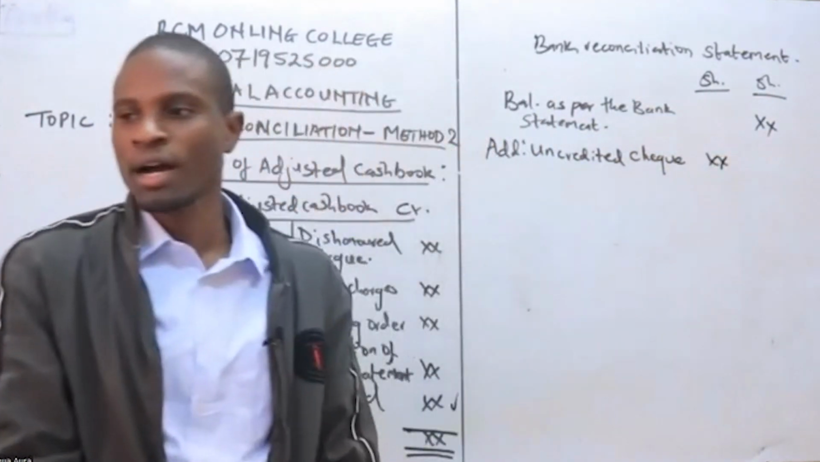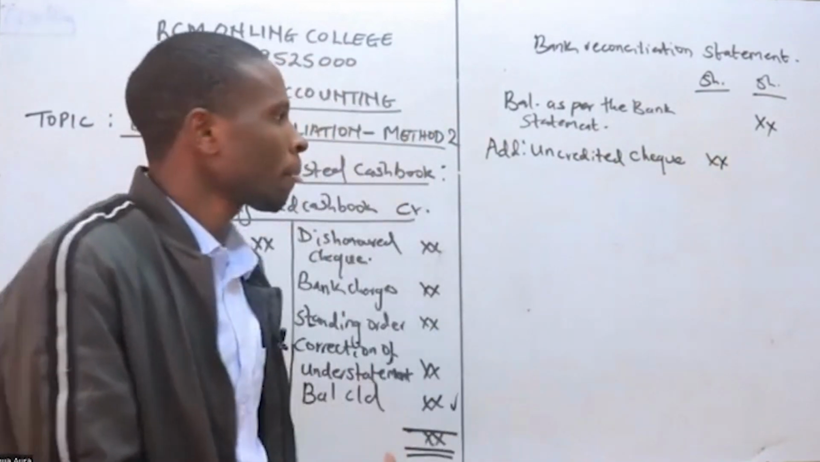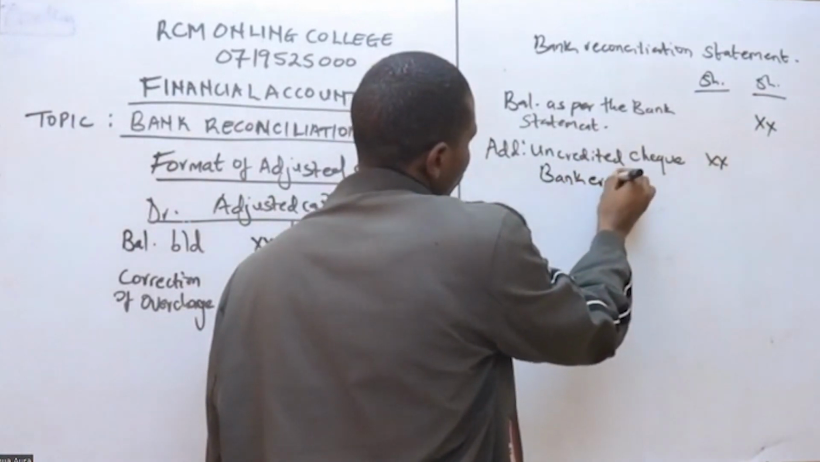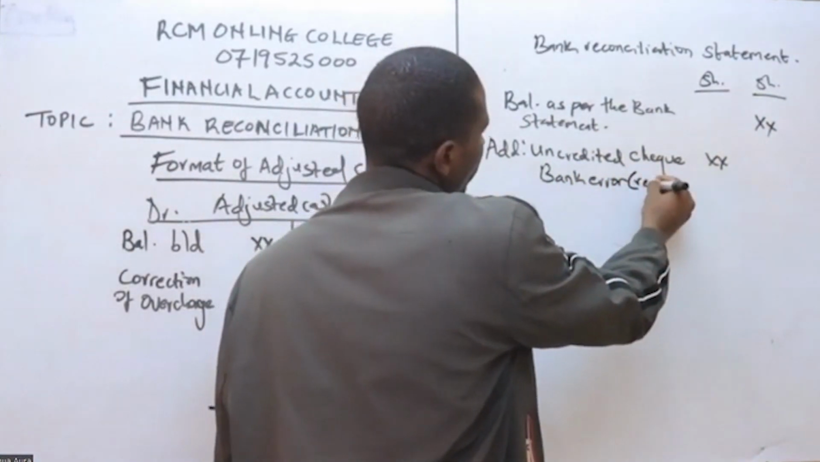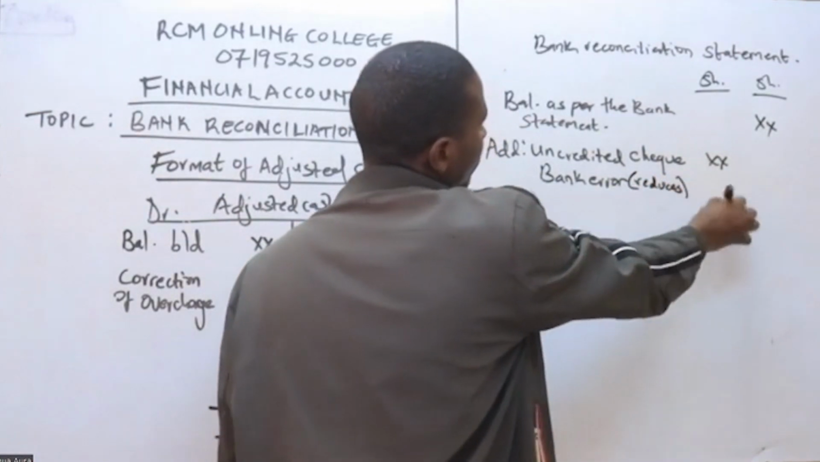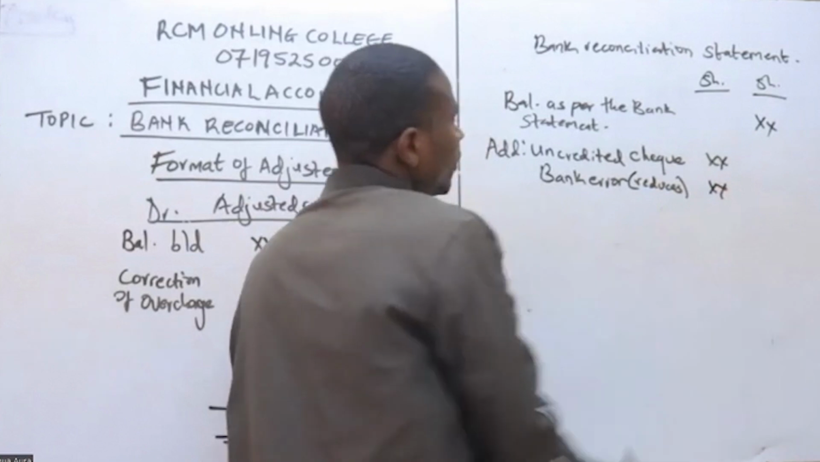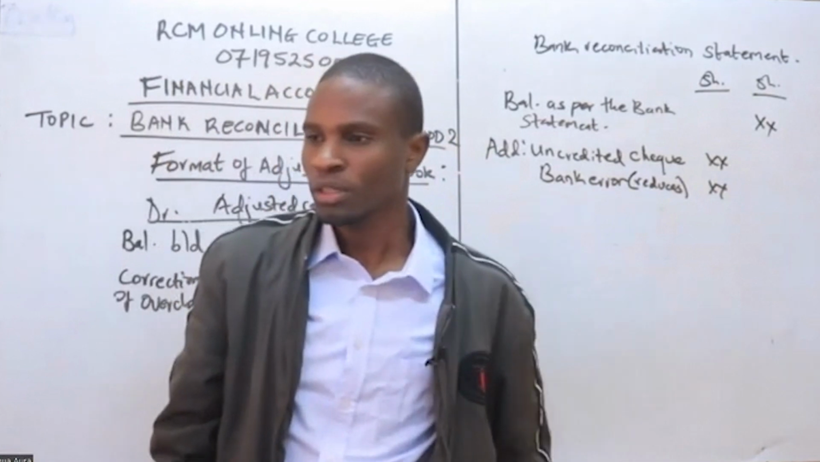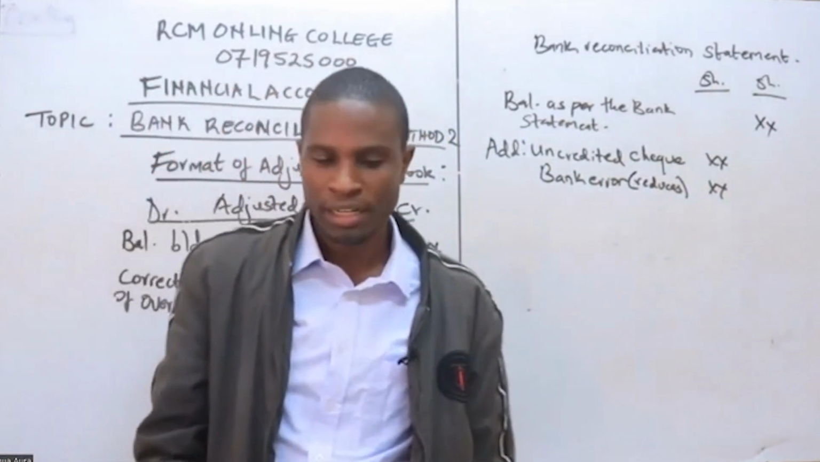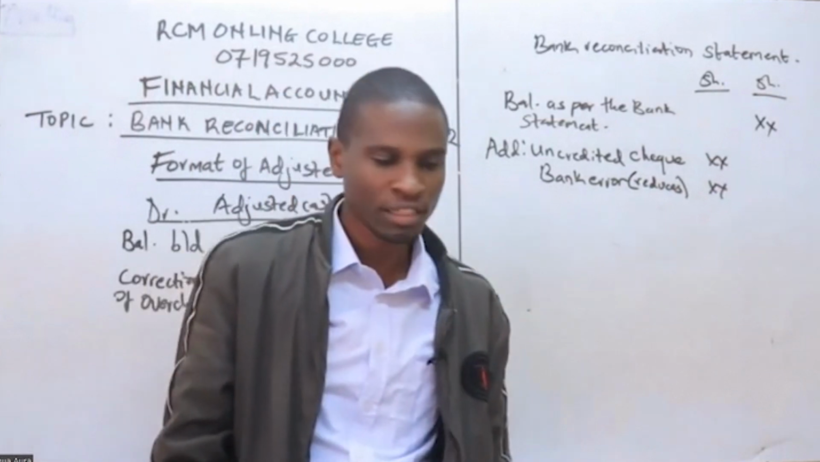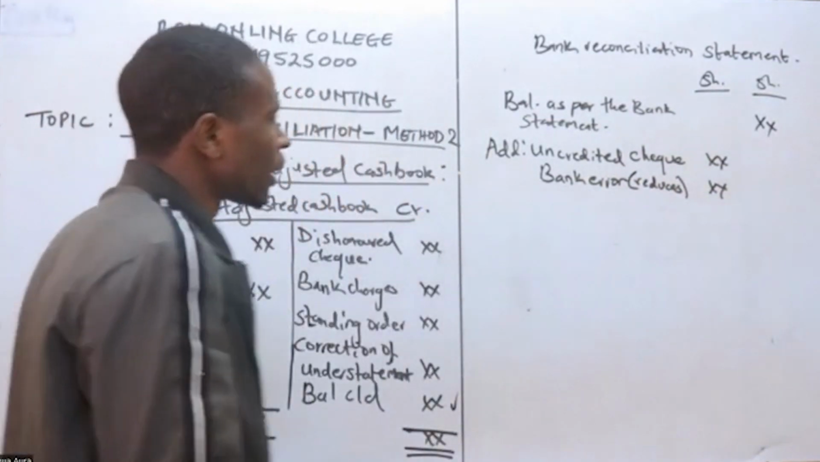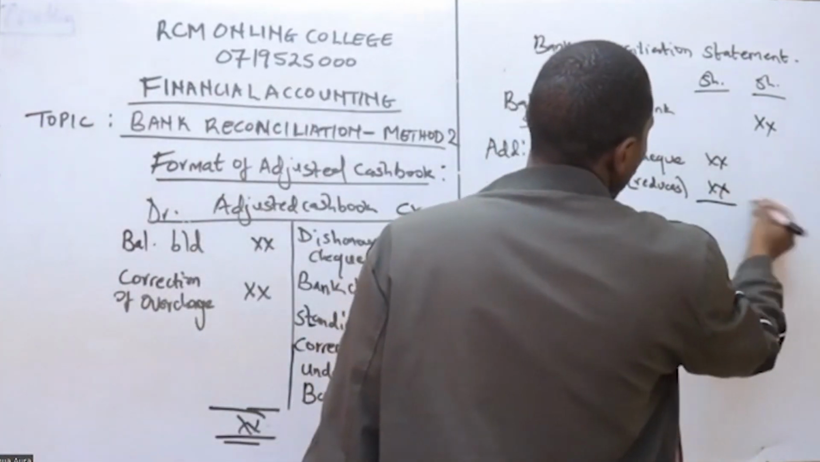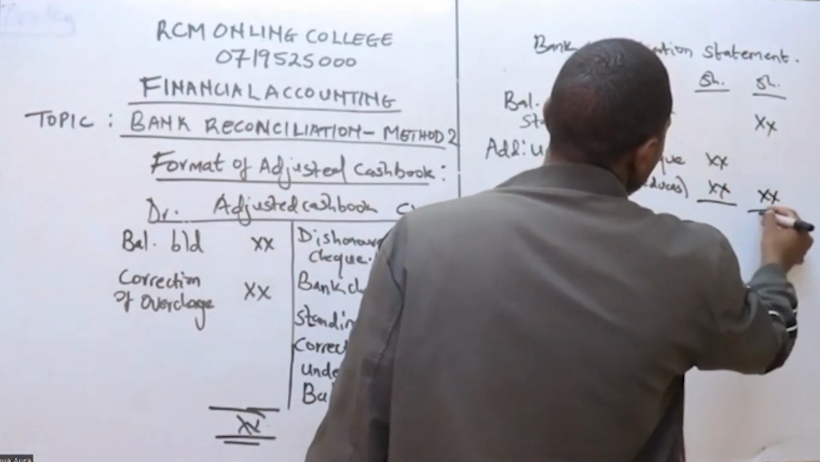Uncredited checks we add, and then here we have bank errors. Those are errors that reduce the bank balance. Some of the errors, you can say maybe underpayment or undercharge of payments, or overcharge of deposits. You put them at that point. Then you sum, you get the total.